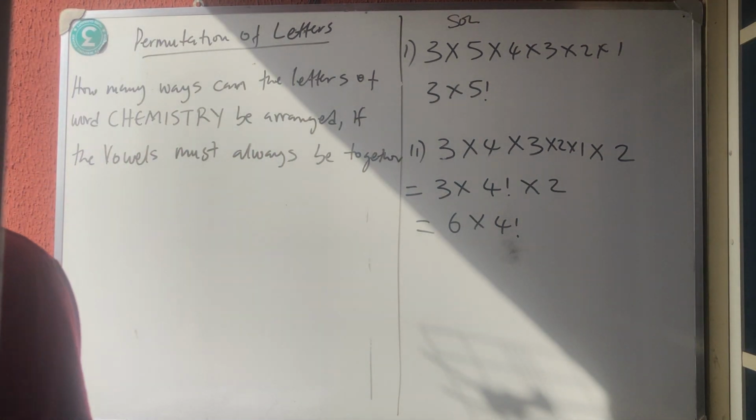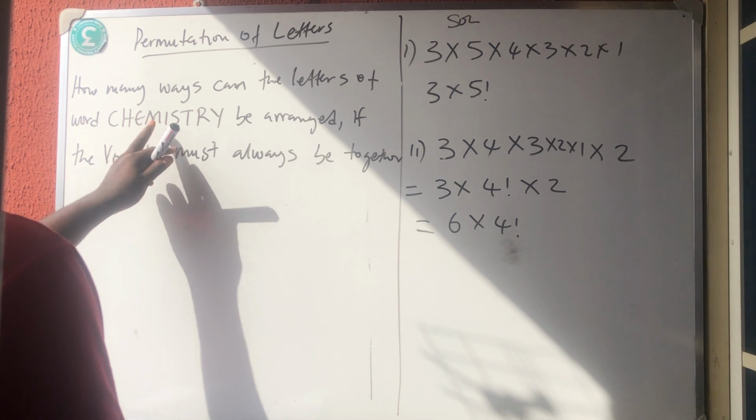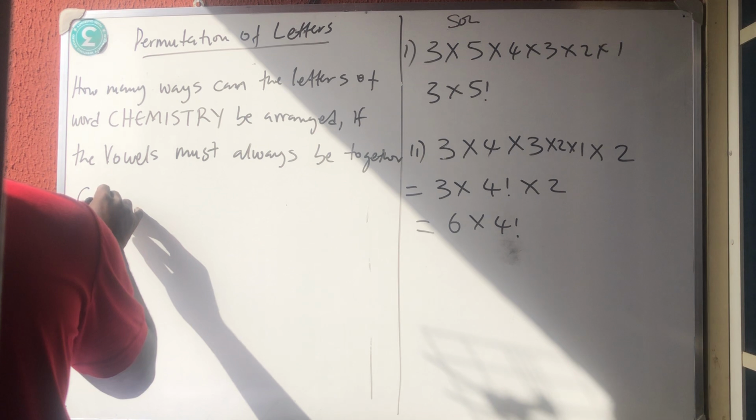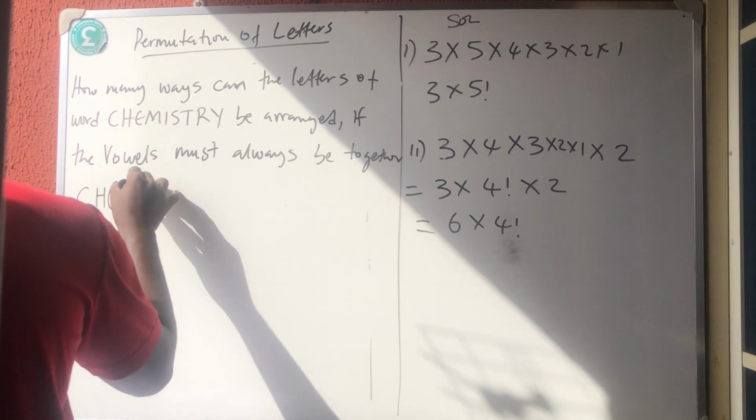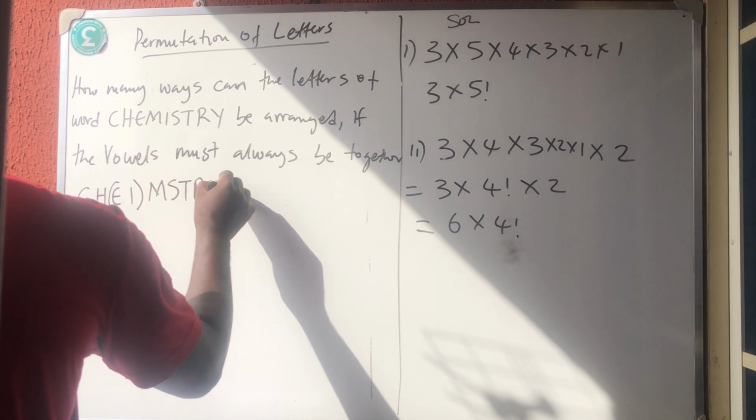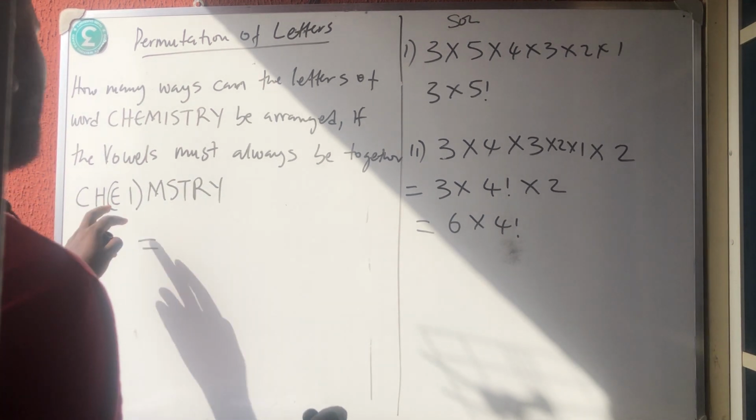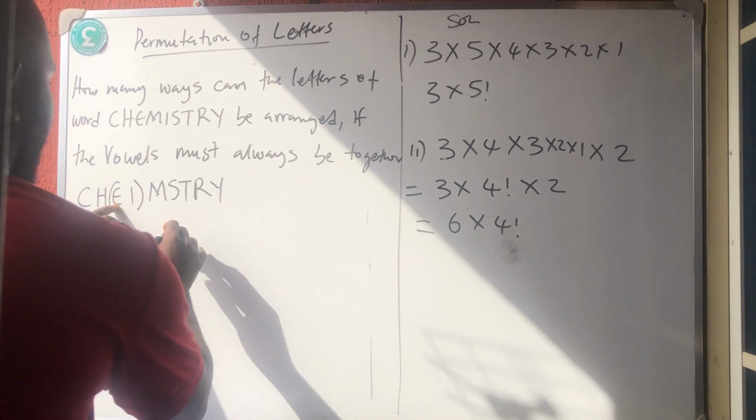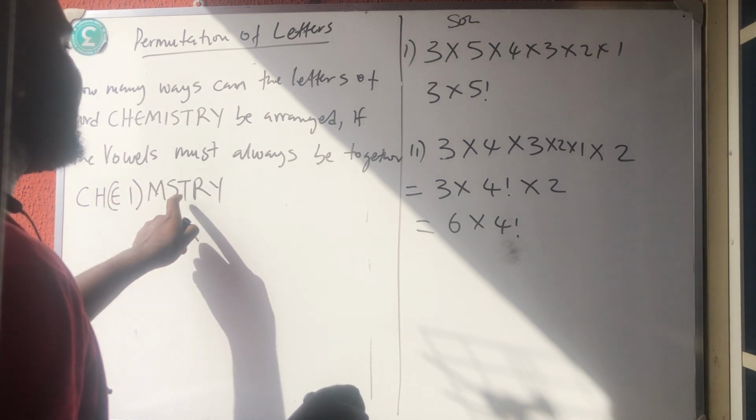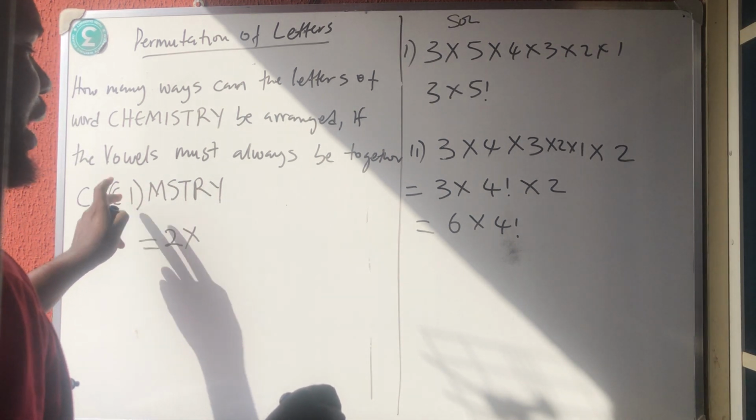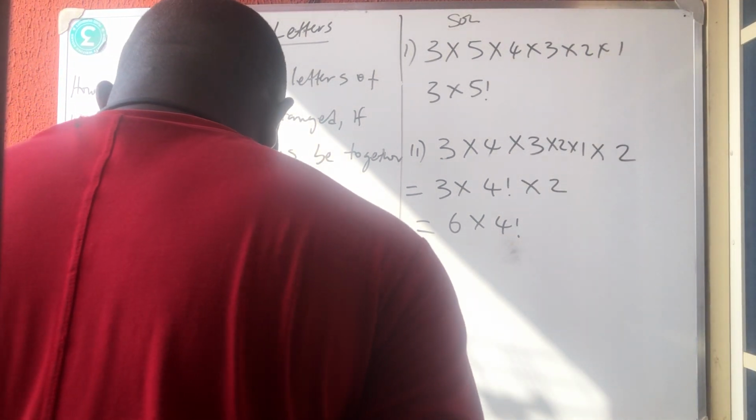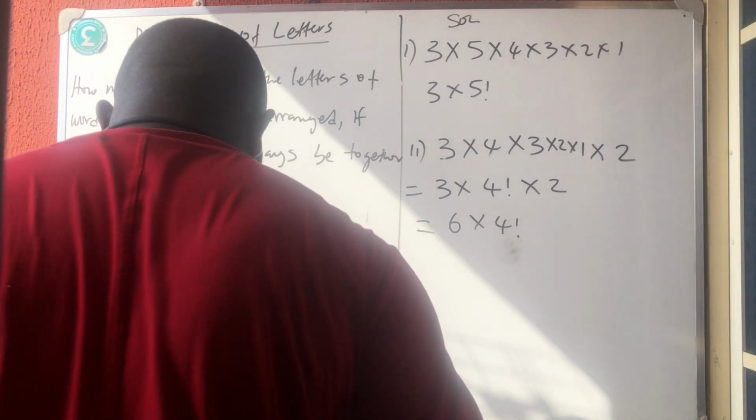Now the vowels we have here are E and I. So if the E and I are going to be together, watch, I'm going to have CH, E and I being together as one, then MSTRY. So the ways of arranging E and I is just 2 ways times, now how many are there? 1, 2, 3, 4, 5, 6, 7, 8. Remember I counted this one now as 1. That is 8 factorial. So that is that.